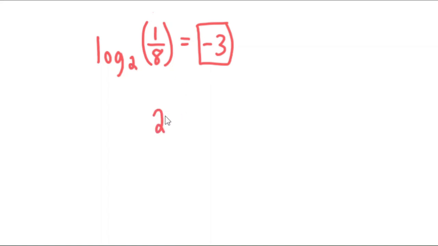Well, 2 to the negative 3rd power is the same thing as 1 over 2 to the positive 3rd, right? That's just how you deal with a negative exponent. 2 to the negative 3rd is the same thing as 1 over 2 to the positive 3rd, but that's just 1/8. So 2 to the negative 3rd is 1/8. So that's why we put negative 3 here. This to this power is equal to this.